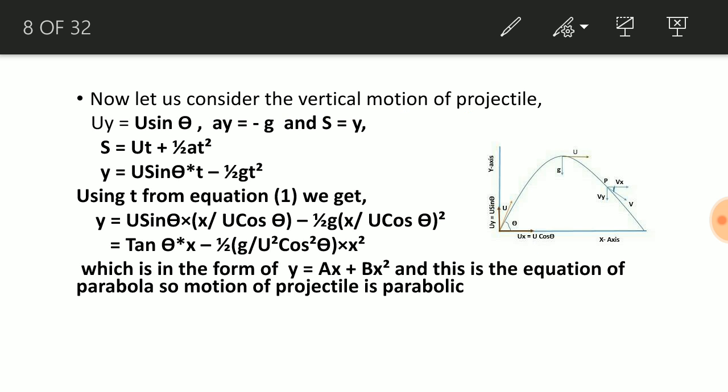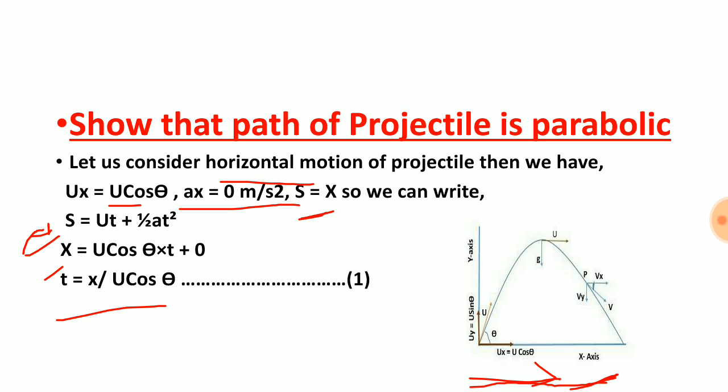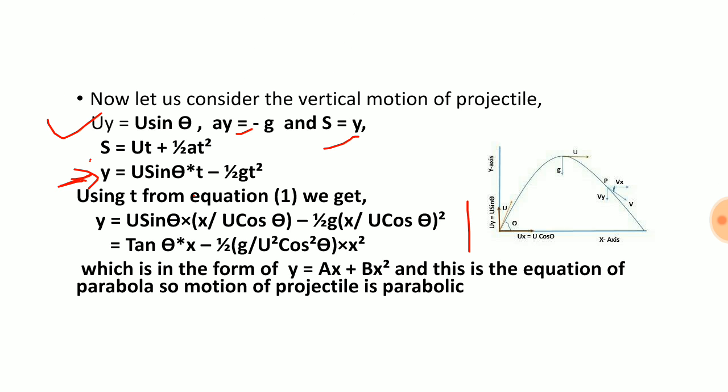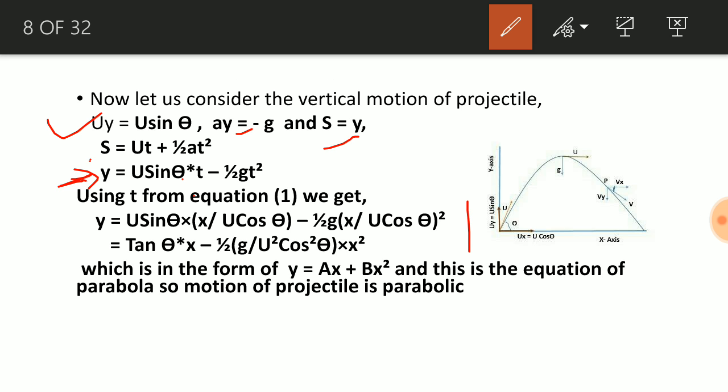Now let us see vertical motion. In vertical motion, initial velocity will be u sine theta, acceleration will be minus g because it is against gravity, and distance traveled will be y, because on the x-axis it was x, on the y-axis it will be y. On writing all these values in this relation, we get s is equal to u sine theta into t minus half gt square. Now we know the value of t from equation 1. If we substitute that value in the place of t, we will get one relation.